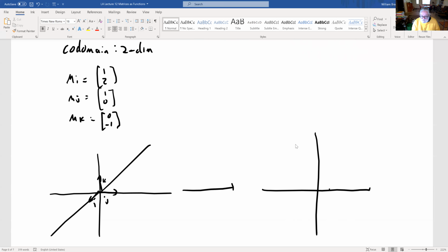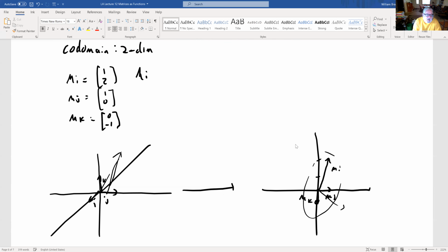Mi goes to 1, 2. Mj goes to 1, 0. And Mk goes to 0, minus 1. So any vector I pick in here is going to get mapped down into the plane. You can see that these 3 vectors, any 2 of them are linearly independent because they don't point in the same direction, but all 3 are not linearly independent.